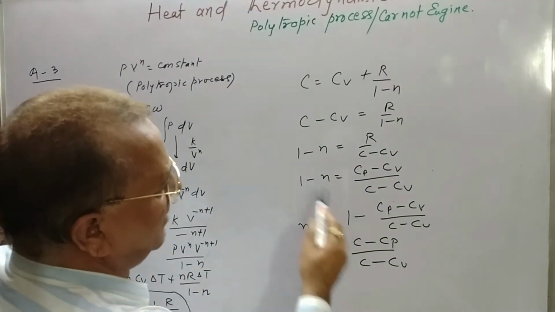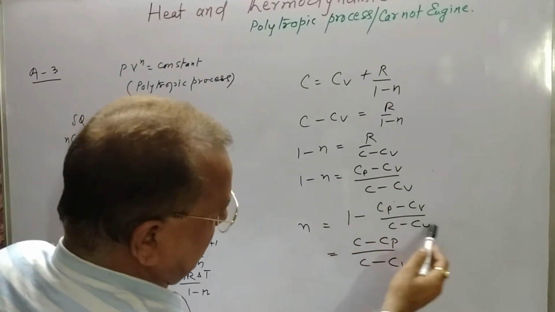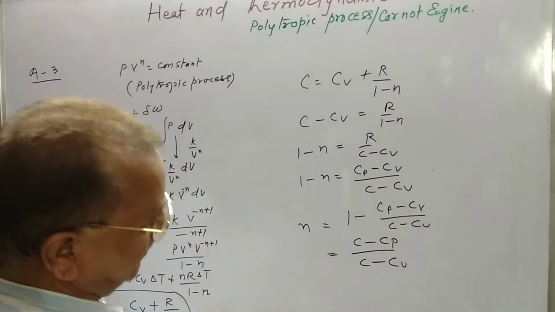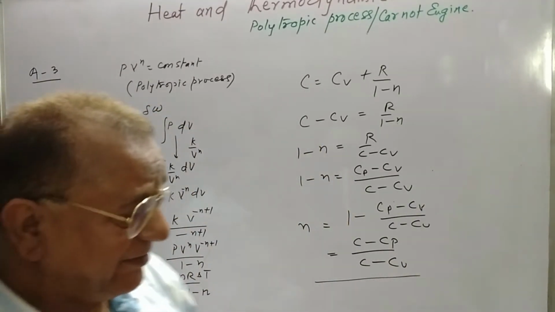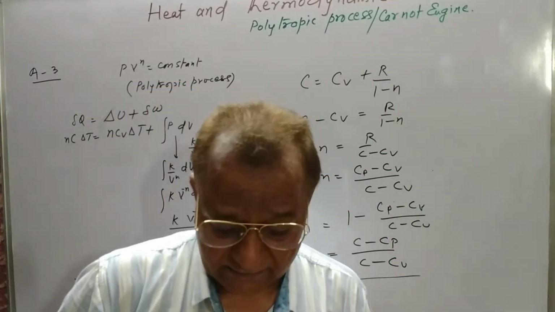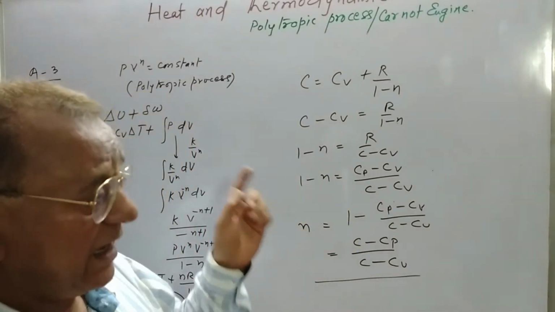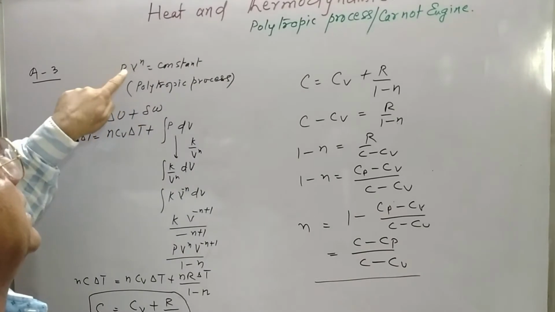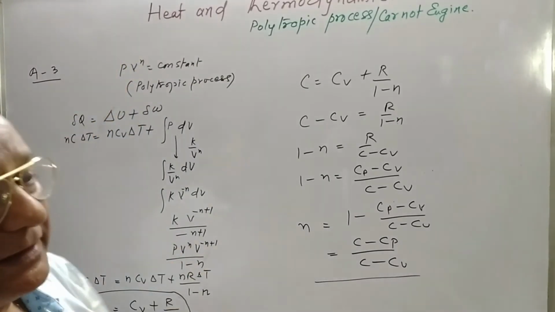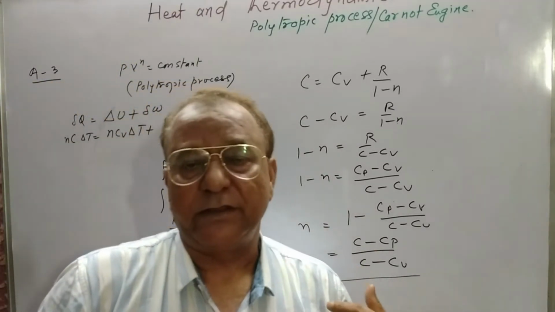Rearranging, n equal to 1 minus Cp minus Cv, C minus Cv, which gives you the desired answer. (C minus Cp) divided by (C minus Cv) is the correct answer. Again, I emphasize this polytropic process. By varying values of n, you get different types of processes.